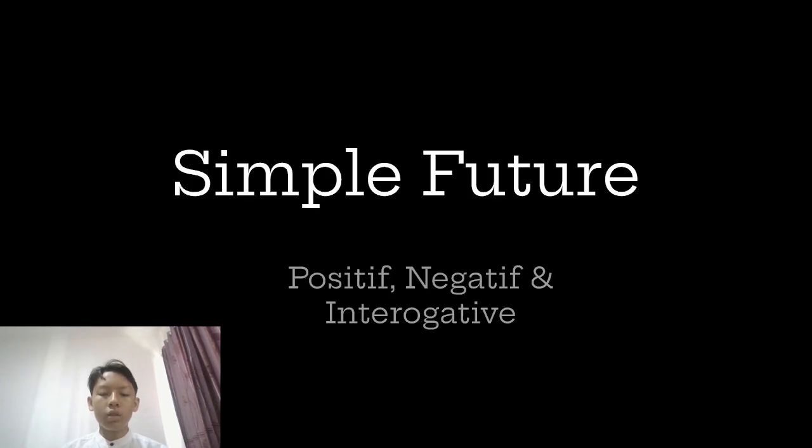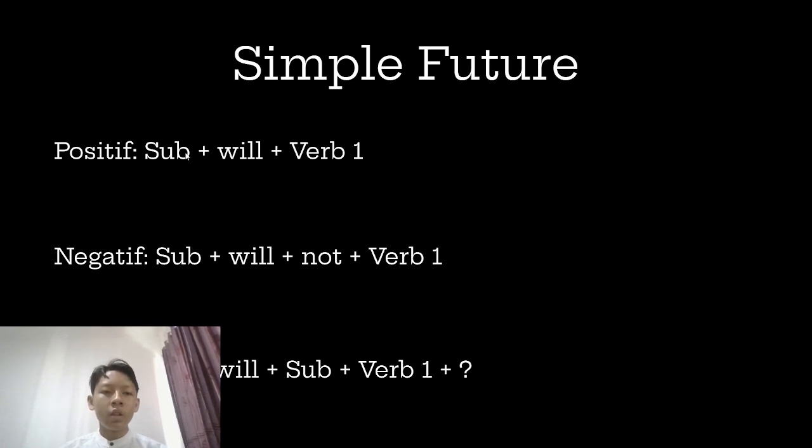Okay, so the last is simple future. The first there is subject, the second there is will, and the last is verb one. Same in the negative, the first is subject, the second is will, the third is not, and the last is verb one. And for the interrogative, the first is will, the second is subject, and the last is verb one.